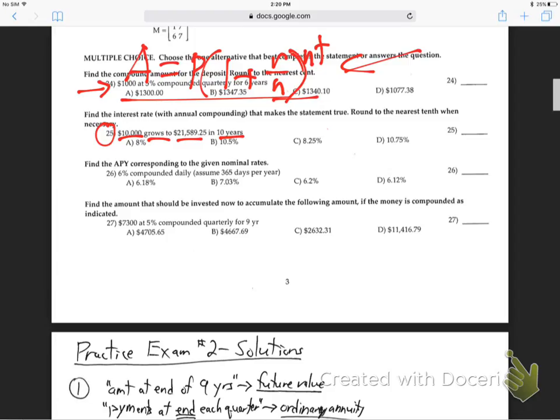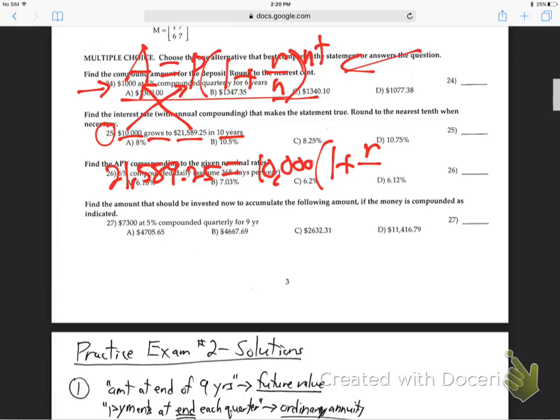So, okay, what is the 10,000 there? Is it A or P? It's P, it's the principal. It grows to be the 21,000. So the 21,589.25 is the A. The P is the 10,000. 1 plus the R is, well, that's what we're trying to find. It's not going to be multiple choice on the real exam. I don't know why I made these multiple choice, but I was just probably in a hurry. They're not multiple choice on the real exam.